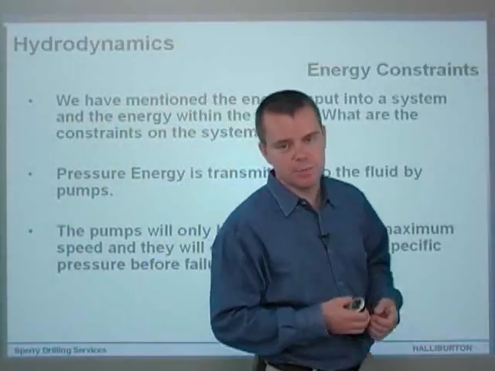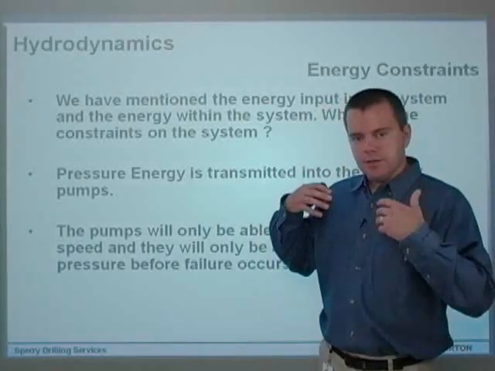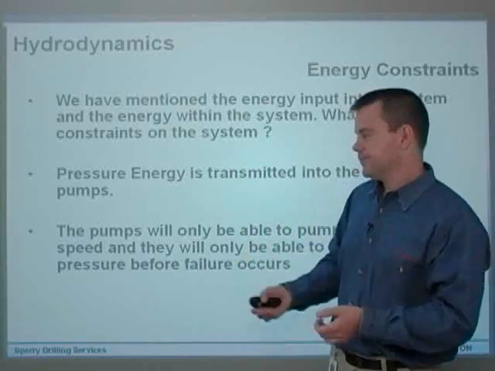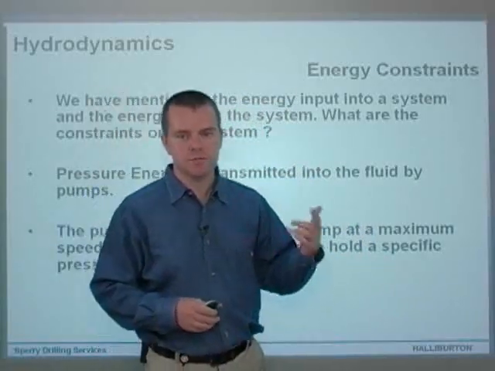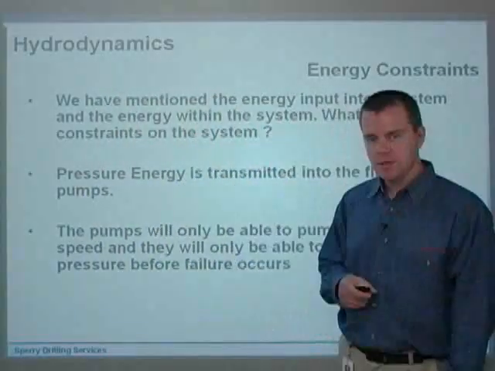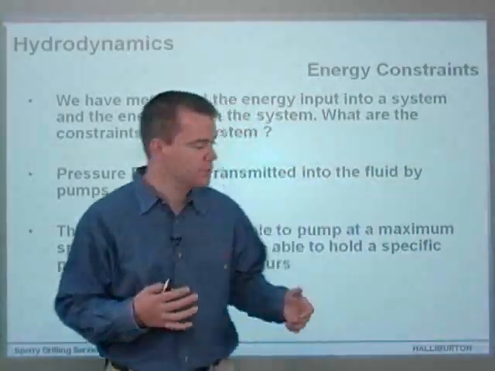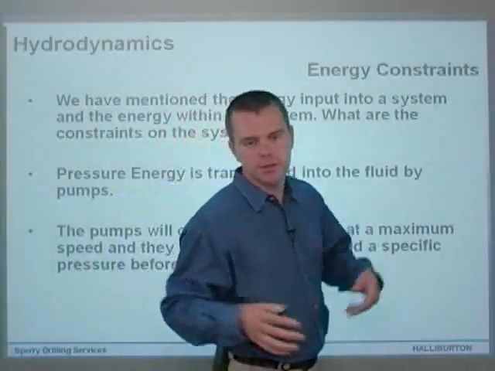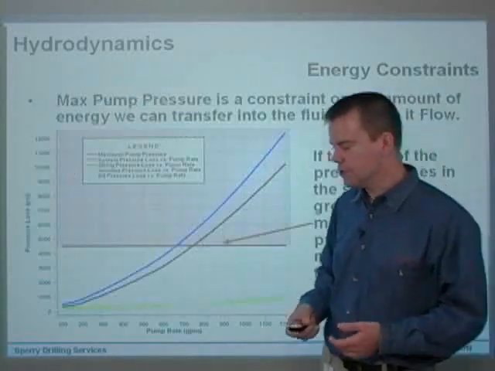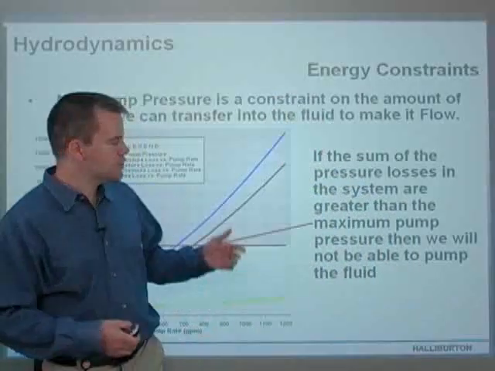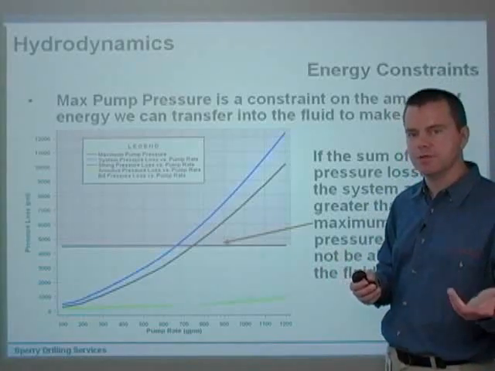Well, pressure energy is transmitted into the fluid by pumps. So you're causing the fluid to move by pumping it. The pumps will only be able to pump at a maximum speed, and they will also only be able to hold a specific pressure before failure occurs. So there's only so much hydraulic horsepower that a pump has capacity-wise, and there is only so much pressure that its seals and its basic structure can hold back. That is an energy constraint. And when we're doing flow modeling in our various software packages, the maximum pump pressure is a constraint on the amount of energy we can transfer into the fluid to make it flow.